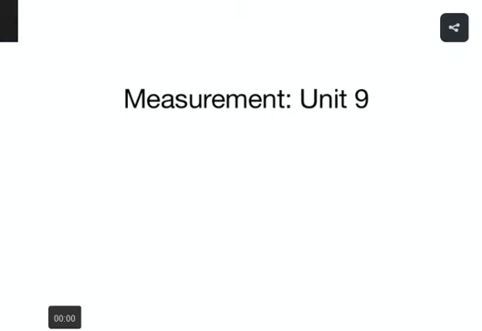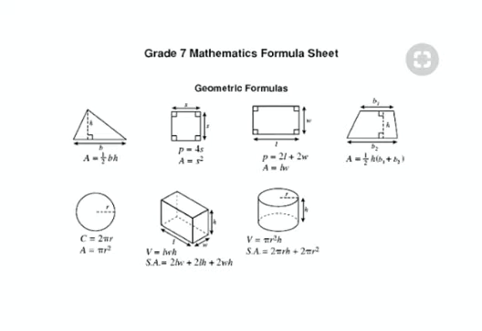So we are on to Unit 9, which is measurement. In this unit, you're going to be finding specifically the volume and the surface area, but we are going to do a quick recap on 2D shapes. So the perimeter, area, and circumference of 2D shapes, two-dimensional objects.